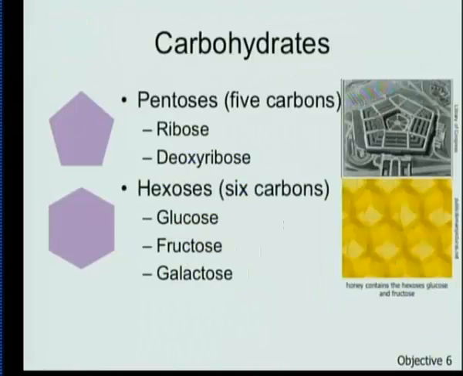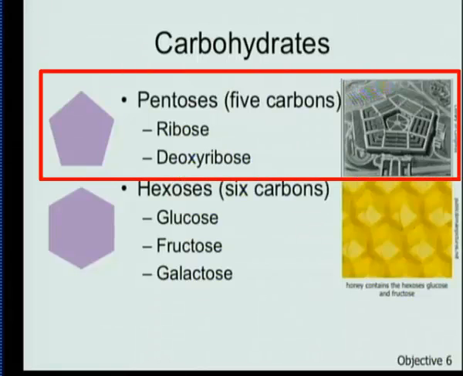Now, one of the things we do with these carbohydrates is we put them in groups based on the number of carbons they have. So for example, with pentoses, penta meaning 5, hex meaning 6. So our pentoses have 5 carbons, our hexoses have 6 carbons.